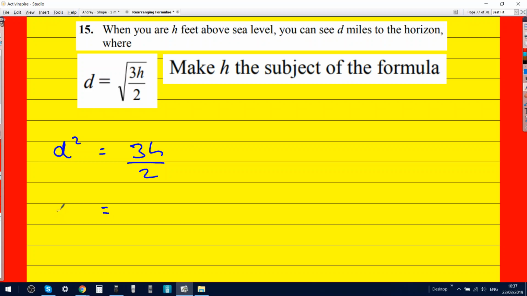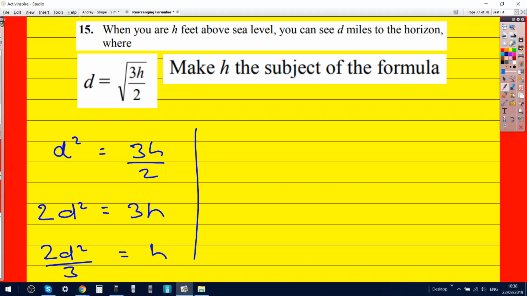What's the short way of writing d squared times 2? 2d squared. Yeah, equals 3h. Then you would have to divide it all by 3 to get h on its own, so it'd be 2d squared divided by 3 equals h. That's it, 2d squared over 3. To get rid of the square root, you square both sides. That's how that works.